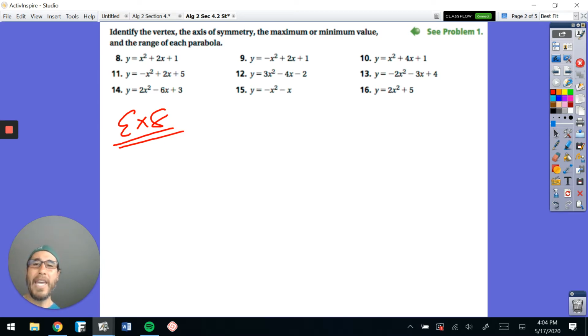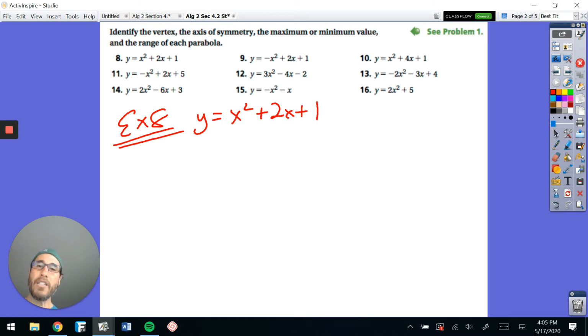Okay, let's start with 8. All right, y equals x squared plus 2x plus 1. Now, these are all given to me in standard form, and they're asking me to identify the vertex, the axis of symmetry, max, min value, domain, and range. Okay, and to be able to do this, what is very helpful is to transform this from standard into vertex form.